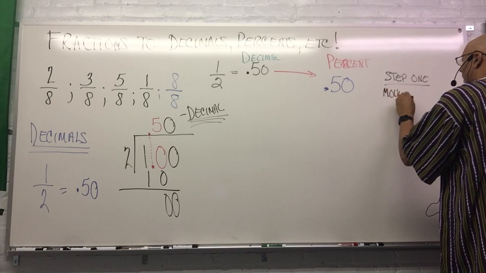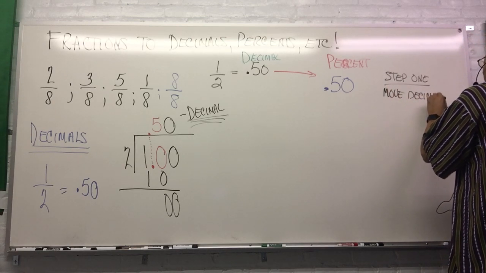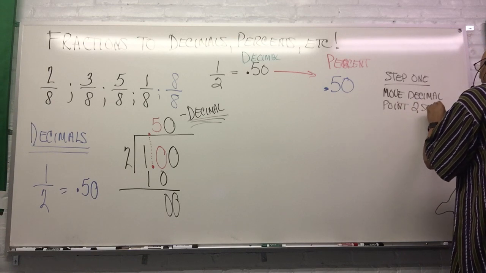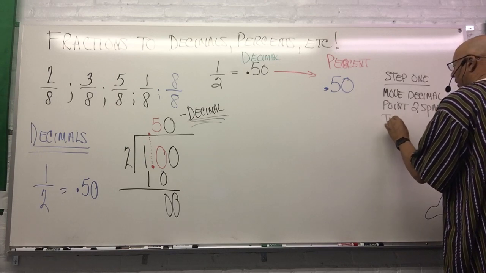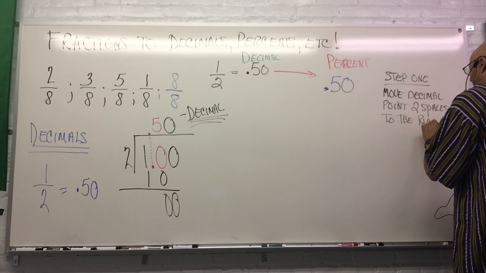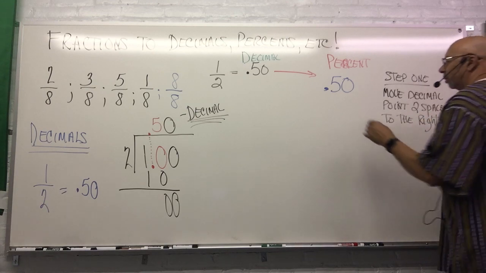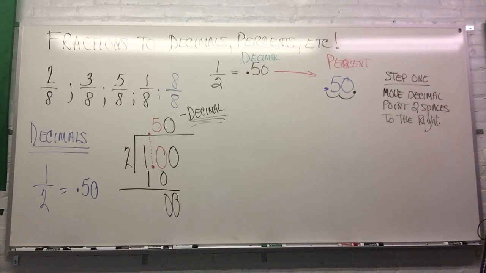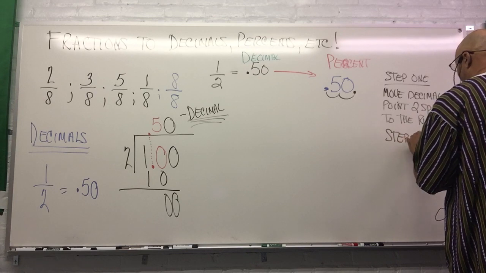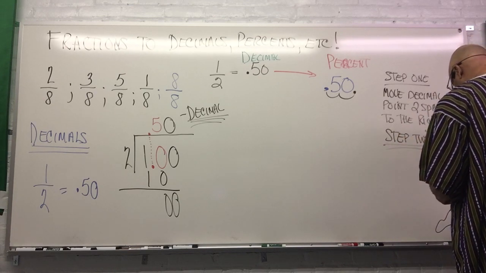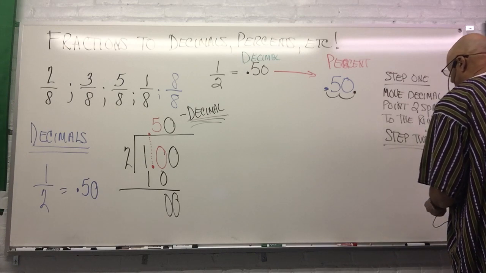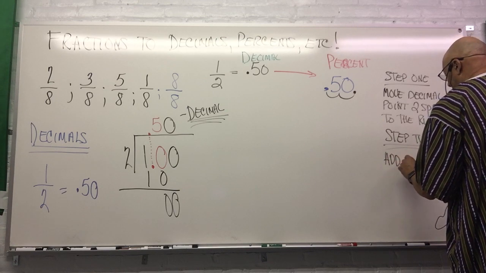Move the decimal point, P-O-I-N-T, 2 spaces to the right. So if I do that, that will be moving 1 space, 2 spaces. I'll stop here. Step one, move the decimal point 2 spaces to the right. Step two, my marker is going, that doesn't work at all. Step two is add a percent sign.